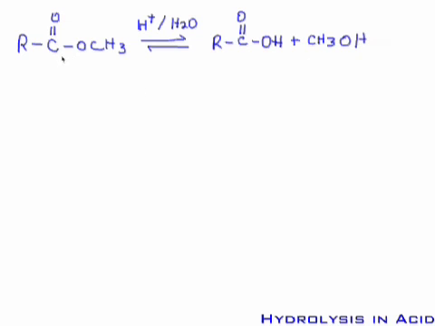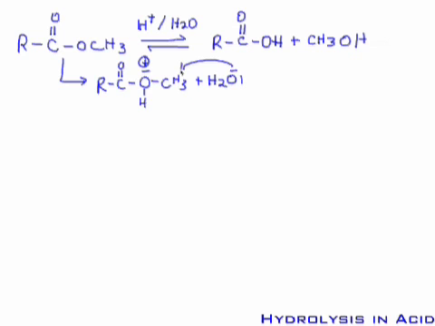So if you like, the first step would be protonation. Here, because we're in acid, we get a very good leaving group now. And then water, this backside attack, SN2, and we would get the methanol.